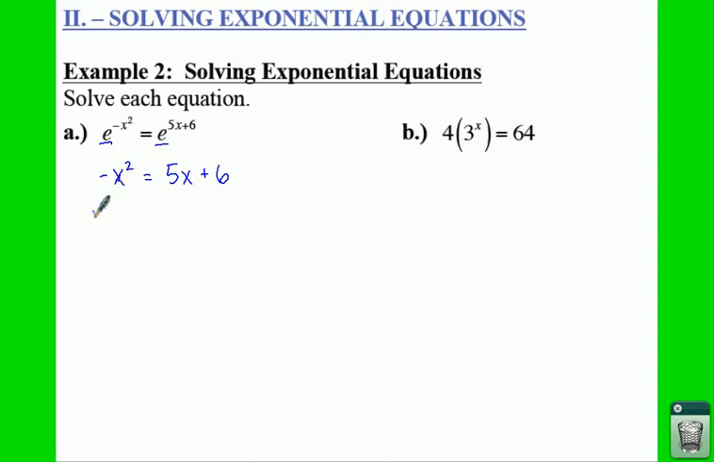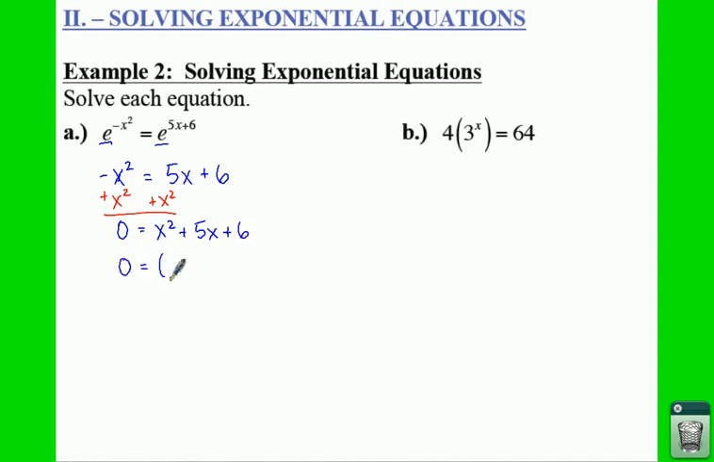So what we want to do then is get all of these terms on the same side and set this equation equal to 0. So we're going to add x squared to both sides. And when we do that, we get 0 is equal to x squared plus 5x plus 6. And so we can factor this.